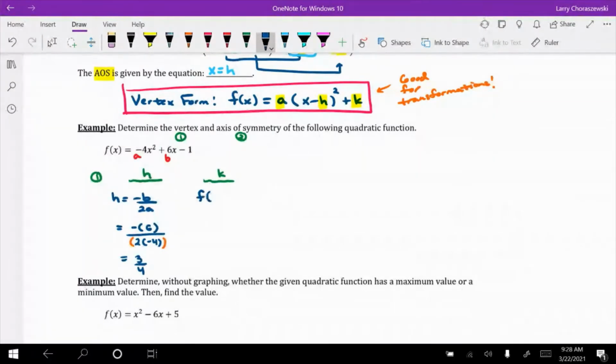To get our value of k, what we do is we take this value of h and we plug it into our function. All right, because remember, function notation is just a fancy way of saying that this is the y value with this particular x value. And so anywhere that we see the variable x in our function, we'll replace it with 3/4. So that'll be -4 times 3/4 squared plus 6 times 3/4 minus 1.